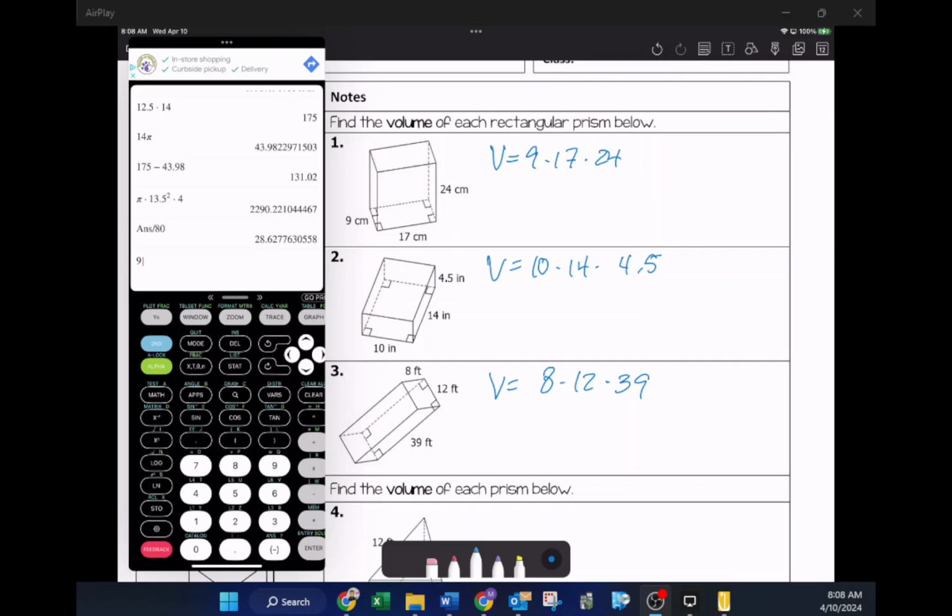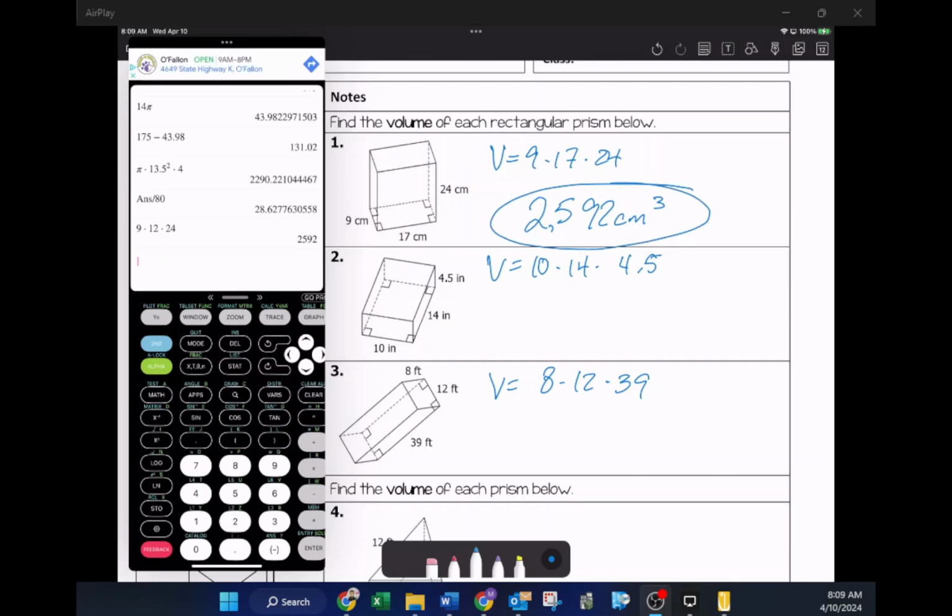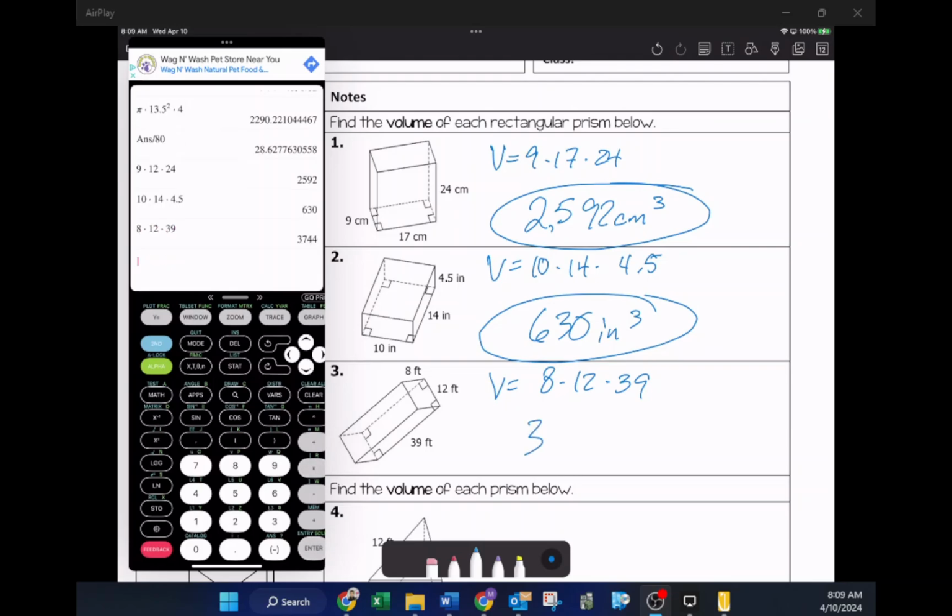So, 9 times 12 times 24, 2,592 centimeters cubed. 10 times 14 times 4.5, 630 inches cubed. 8 times 12 times 39, 3,744 feet cubed.